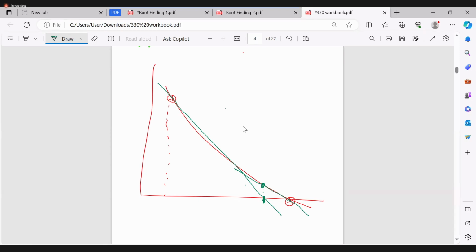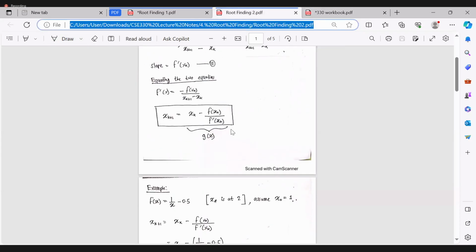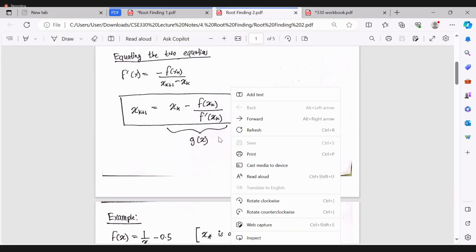Because if you did bisection, you would have needed more iterations because you're always halving it, and if your root is closer to one of the endpoints, then you will need more and more intervals. However, using Newton's, it is very easy because you are just sliding towards the root. Since you're using tangents, you're sliding towards the root. So this is one of the main ideas of Newton's, and how we are going to find the root is using this formula.